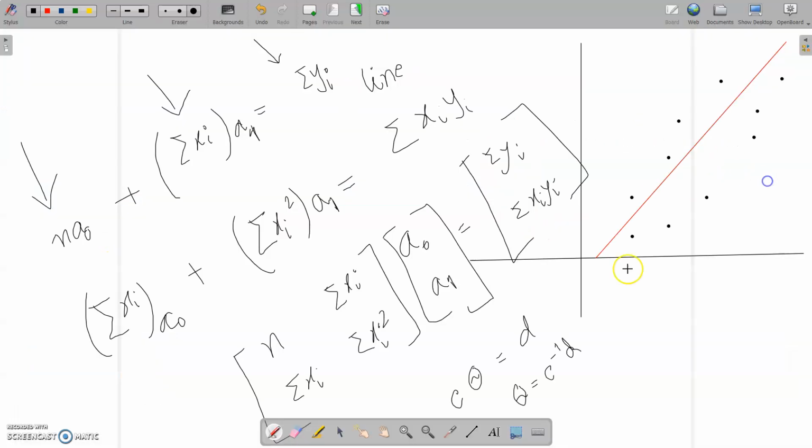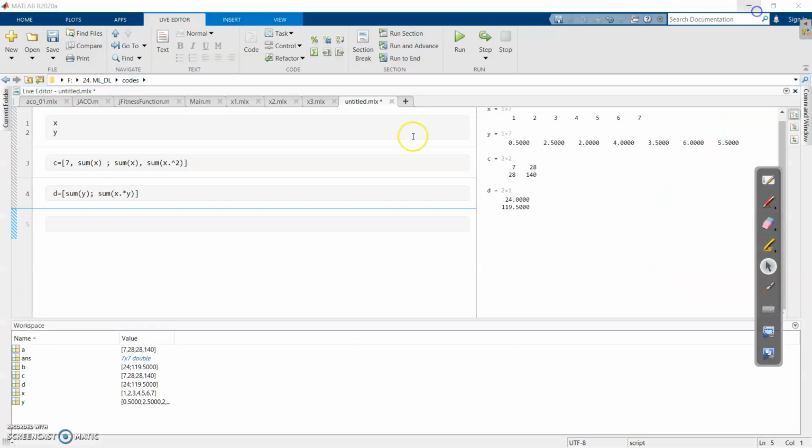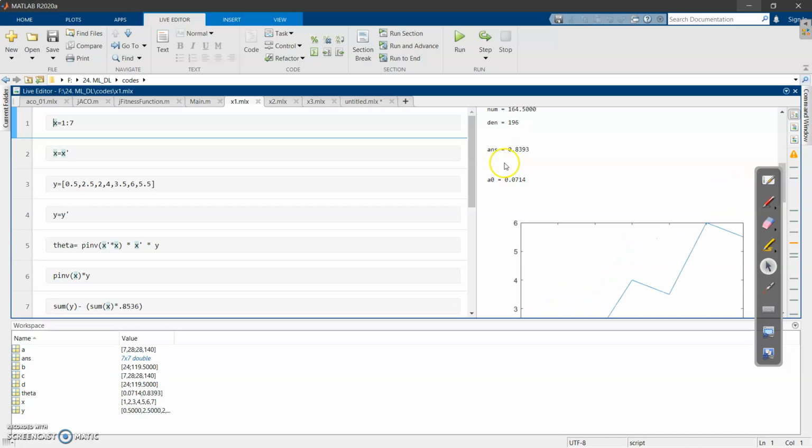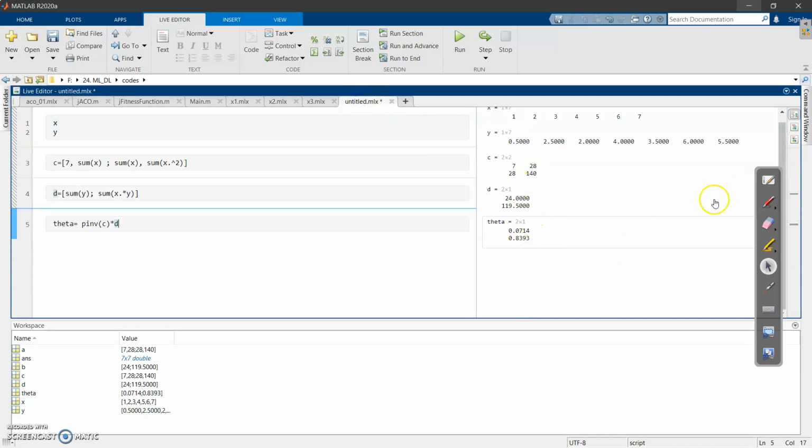Now if I want our theta, I have to take the inverse of the matrix. So if I write theta is equal to inverse of c multiplied by d and run it, as you can see, the theta appears as 0.0714 and 0.8393, and I believe that was our answer. So that means this inversion is working.